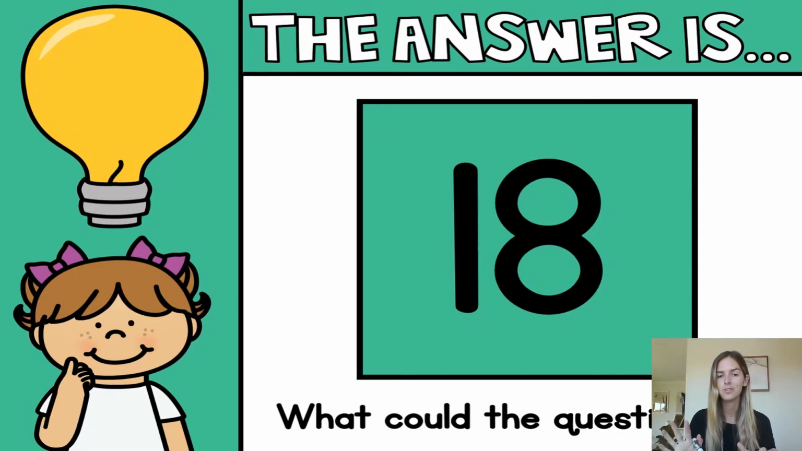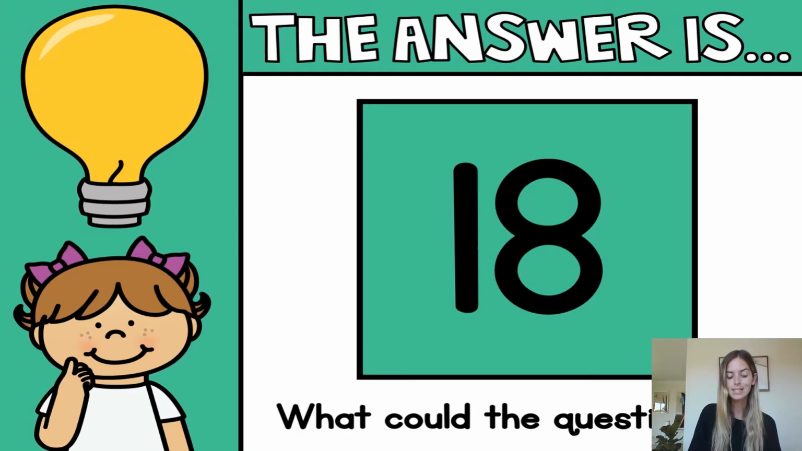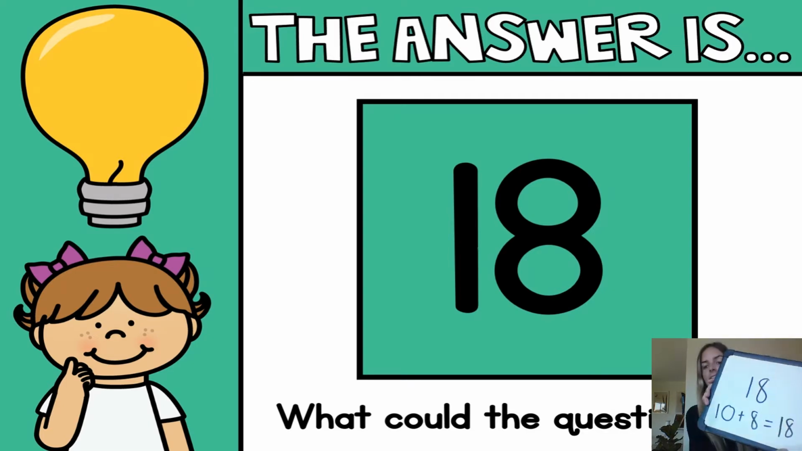Okay, so my answer is 18. And what I'm going to do is write the number 18 on my whiteboard. Now that might look backwards to you, so I'm sorry if that's the case. Okay, so what could a question be? I'm thinking of an addition question. So that's when we're combining 2 groups together and we're finding the total. So my question is going to be 10 plus 8 equals 18 because that's my answer. So 10 plus 8 equals 18.